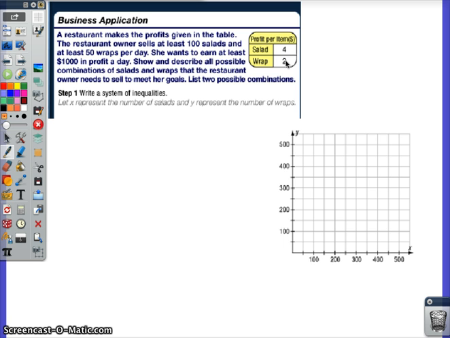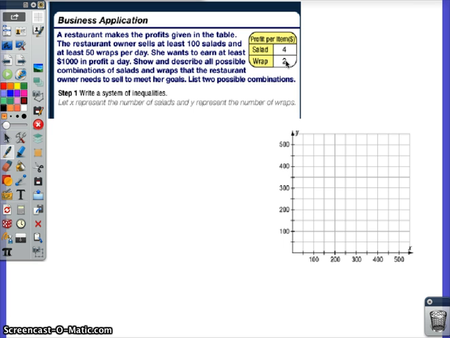Show and describe all the possible combinations of salads and wraps that the restaurant owner needs to sell to meet her goals. List 2 possible combinations. So there's an infinite number of answers to this, but we want to show the area through graphing. We can show all of the solutions, and then we can pick 2 of them just as example solutions, but we'll have the graph to represent all the answers that could really represent the situation.